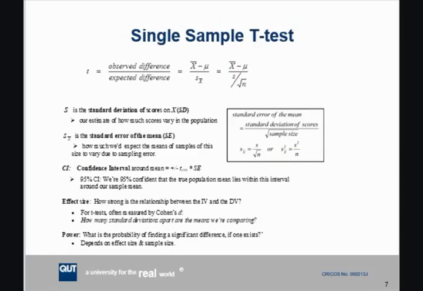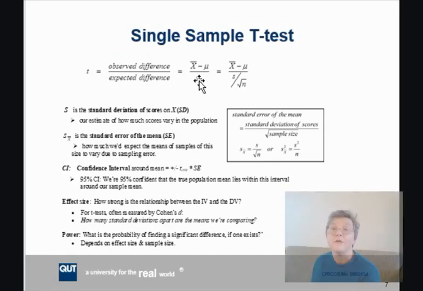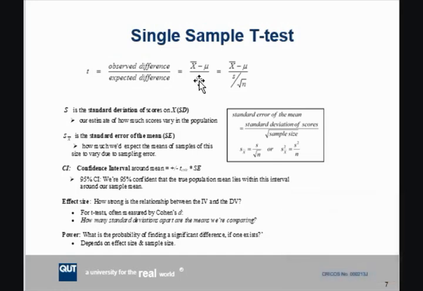So let's move on now just to remind ourselves about t-tests. We'll start off with a simple single sample t-test. What our t-test is based on is the observed difference over our expected difference. That is, how far our sample mean is away from the population mean in terms of the standard error of that comparison distribution.